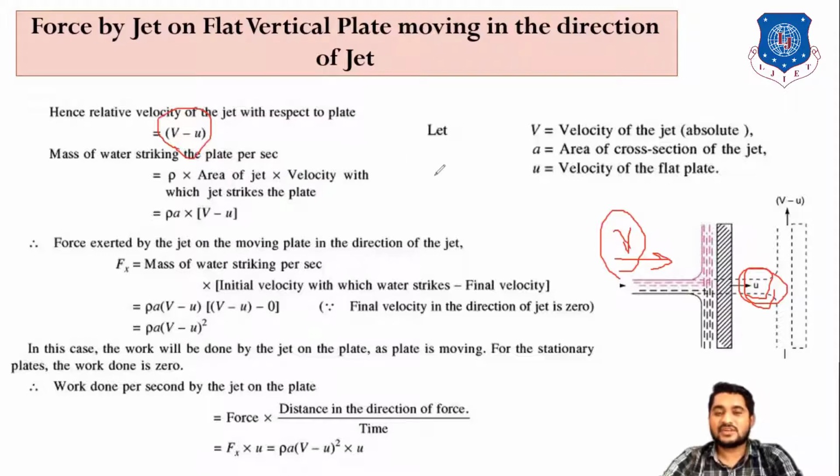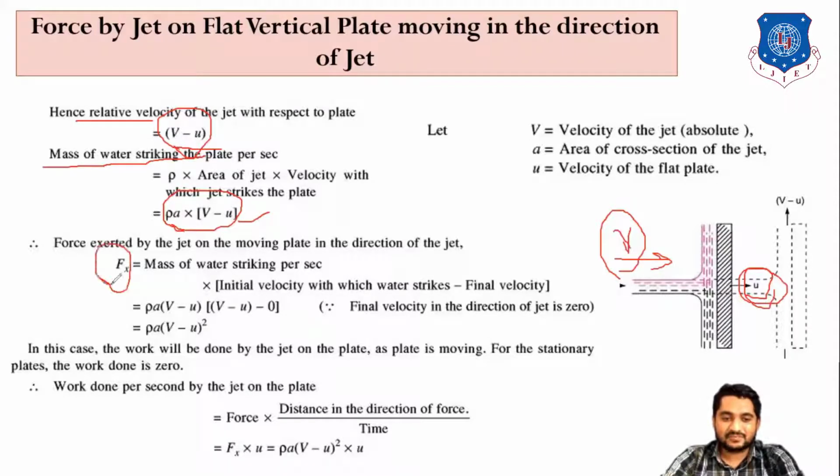Clear? So instead of rho a V, you have to take rho a (V minus u), because the plate is also moving with some velocity. So in the last case of the fixed plate, the equation had rho a V; instead of V you have to put V minus u at each and every place. So let us take relative velocity as V minus u. First of all, what do you mean by mass flow rate? Mass flow rate means rho a (V minus u). Previously it was rho a V, but now it is rho a (V minus u).